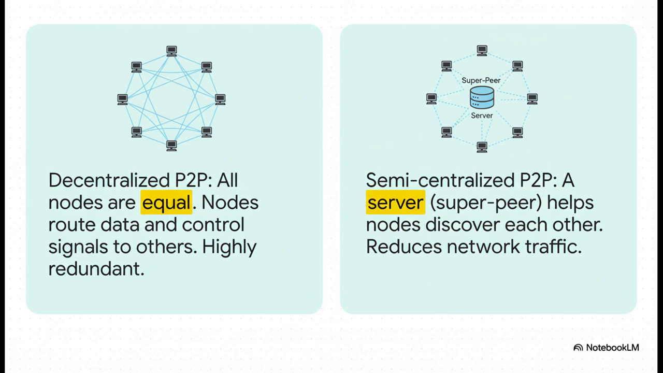Now, there are a couple of flavors of this. On the left, you see a purely decentralized network where peers just find each other and talk directly. On the right, you have a semi-centralized version, which is actually more common. There's a central server, but its only job is to introduce peers to each other. Once they've been introduced, they go back to talking directly, peer-to-peer.